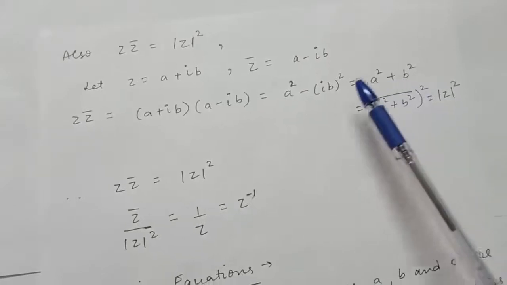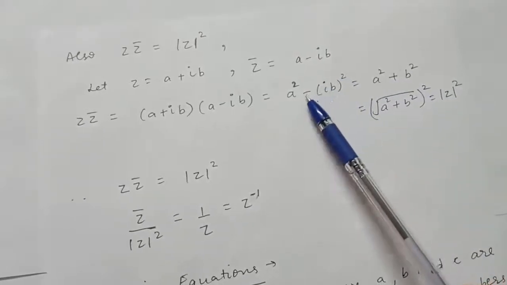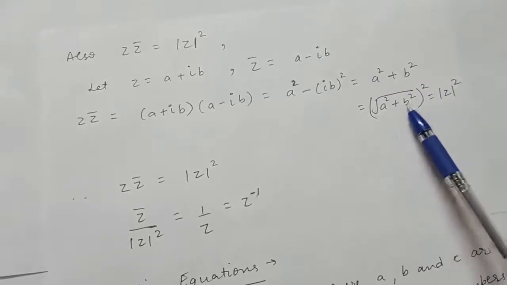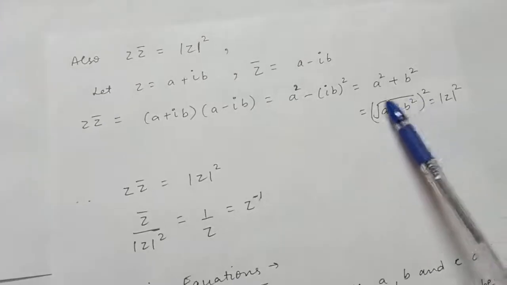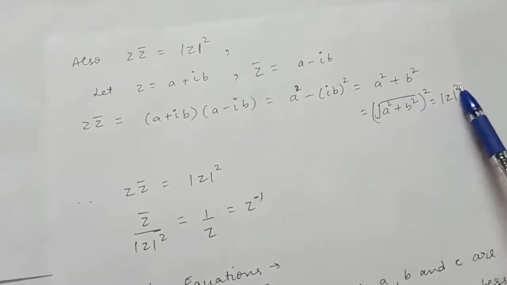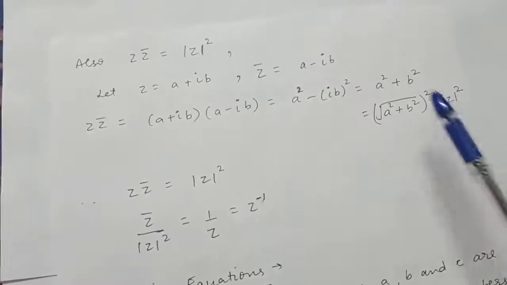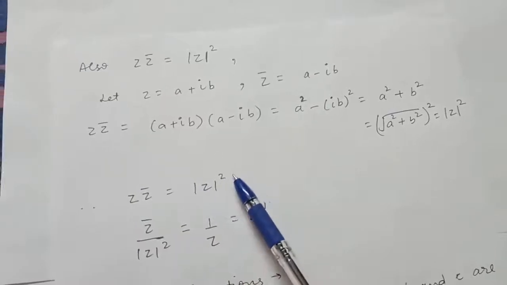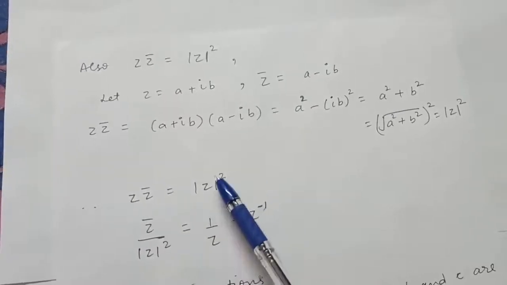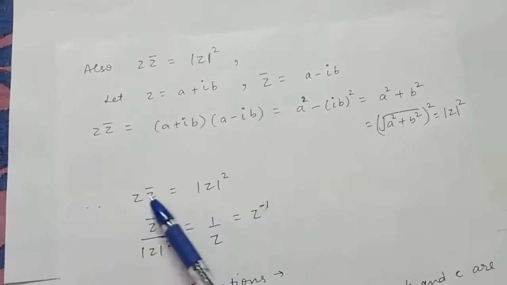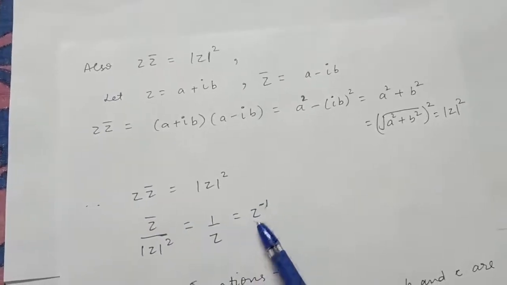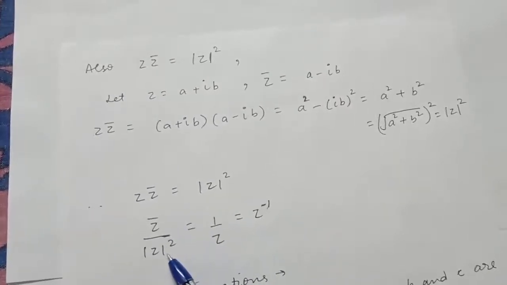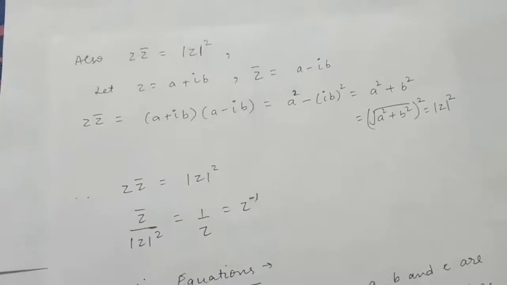This is equal to a square plus b square, because iota square is minus 1 and minus minus is plus. Now this can be written as root a square plus b square whole square, right? Now this is the value of modulus of z, squared. So we got this result: z into z conjugate is modulus of z whole square. Now take modulus of z square here and z here, so you will get that z inverse is equal to conjugate of z upon modulus of z whole square, right?